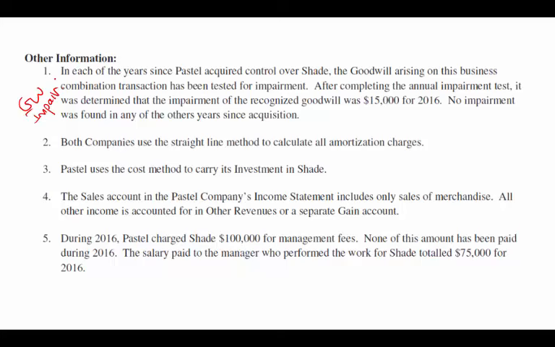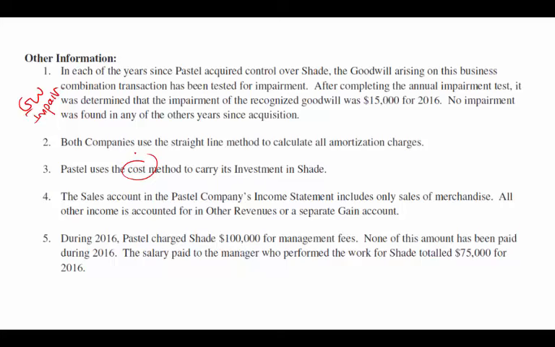Number 2, both companies use a straight line method to calculate all amortization charges. Good, this keeps any adjustments we have to make to amortization simpler. Number 3, Pastel uses the cost method to carry its investment in Shade. We already knew this from our analysis of the balance sheet, but it's nice to have confirmation.